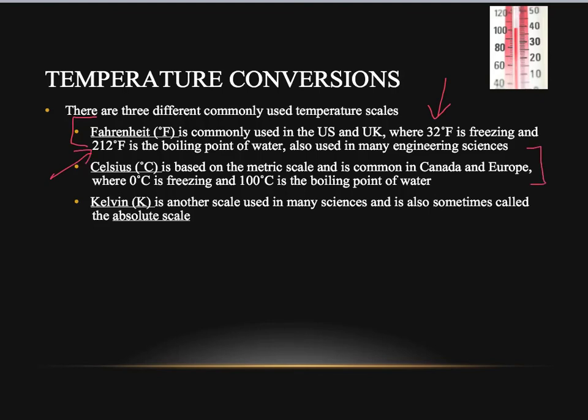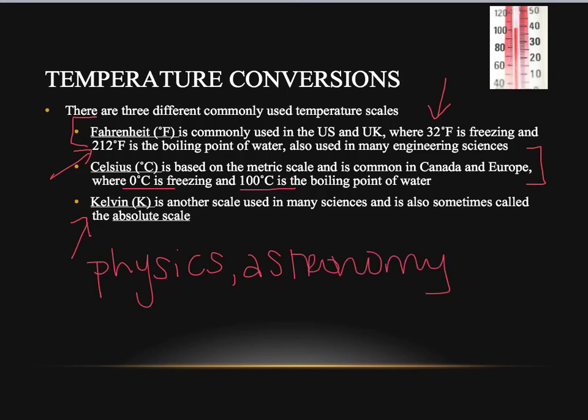Celsius is the one that is most commonly used in Canada and the majority of Europe, which makes a little bit more sense. 0 is the freezing point of water, and 100 is the boiling point. Kelvin is an entirely different scale, which is used in some physical sciences, particularly physics and astronomy, things like that. But we will not use it much in chemistry beyond just practice of conversions.